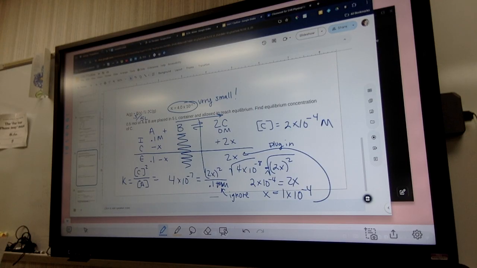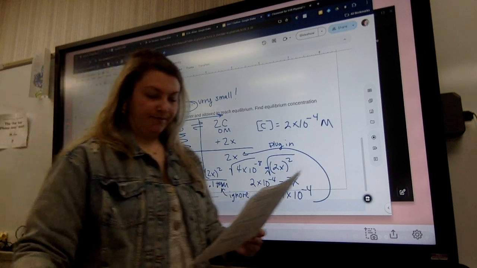When you're looking at it, it looks like the algebra is going to be really, really gross. Probably you can ignore the x if you have a really, really small K. So with a really, really small K, you can ignore the x.